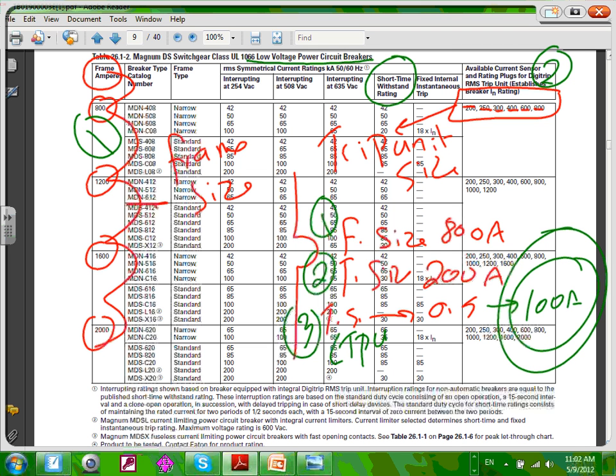What's with the weird voltage? This is 5060 interrupting at 254 VA, interrupting at 508 VA, interrupting at 635 VA. Is that full AC or is it? This is an AC voltage. Do you have any idea why they use those numbers? I don't know. It's a good question. Or lower. This is or lower.